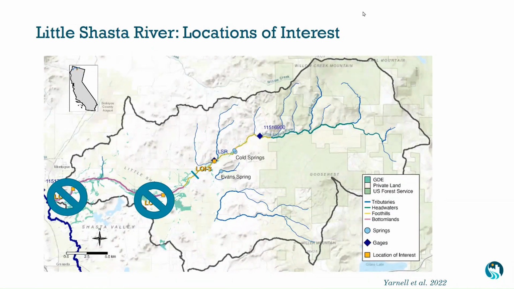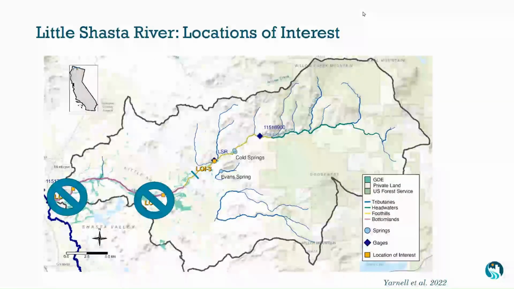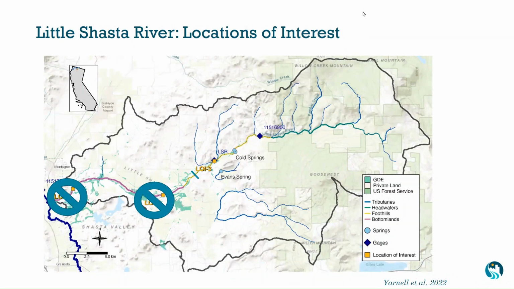So we said, okay, well, we're not going to build a whole model for the downstream portions of the river. So let's just test this in the upstream portion where we could validate through some existing data that the numbers we were getting were reflective of real patterns of stream flow.